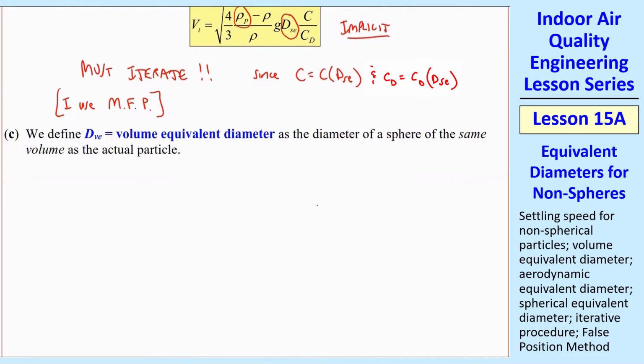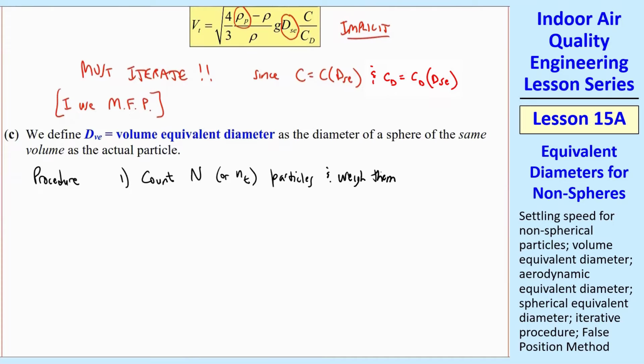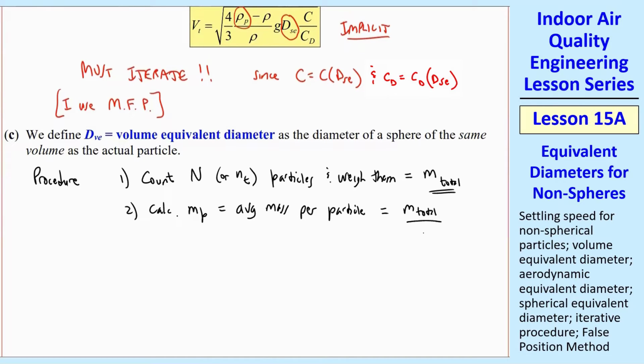This is called volume equivalent diameter, DVE. It's the diameter of a sphere of the same volume as the actual particle. So the procedure: you count some sample of particles, n or little nt, that's the number of particles, and you weigh them, take their mass, so you have some total mass. Calculate MP, which is the average mass per particle. That would be M total divided by N or NT. Then we calculate VP, which is the average volume per particle, and that'll just be MP, mass per particle, over rho P. And we're using the actual density of the particle there.